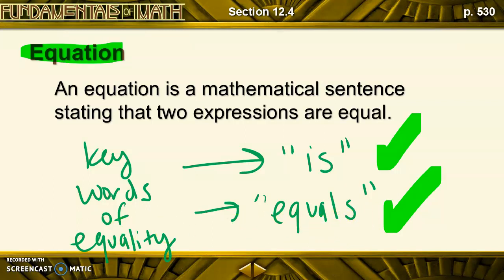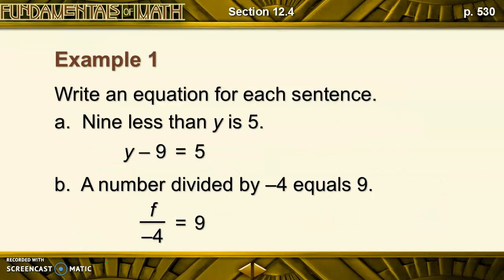And that's actually the first thing we're going to look at. We're going to look at example number 1. Make sure you guys copy this down in your notes. It says write an equation for each sentence. All right. And they say 9 less than y is 5. What I want you guys to do is I want you to start by circling the word is and rewrite your equal sign. Everything on the left of the equal sign you're going to write by itself, and everything on the right you're going to write on the right.